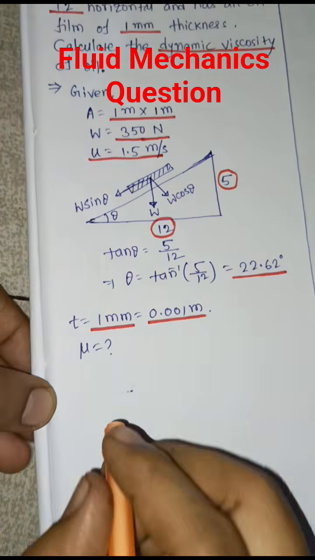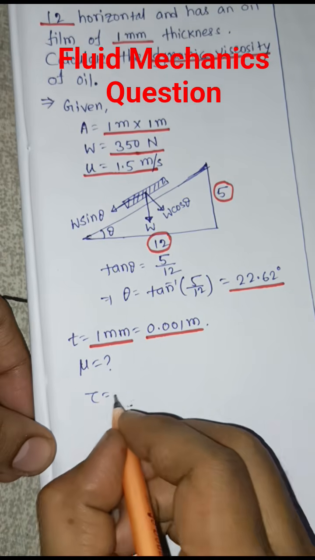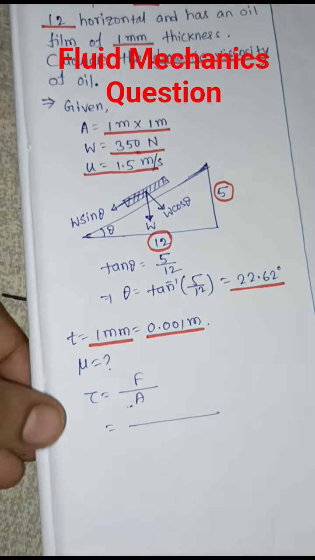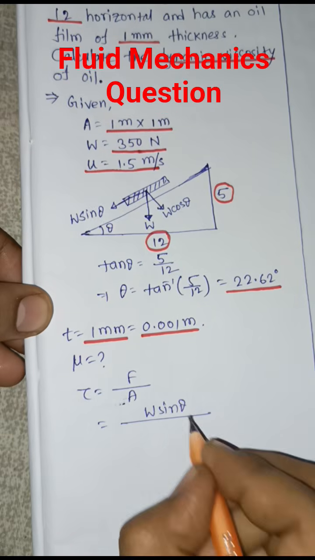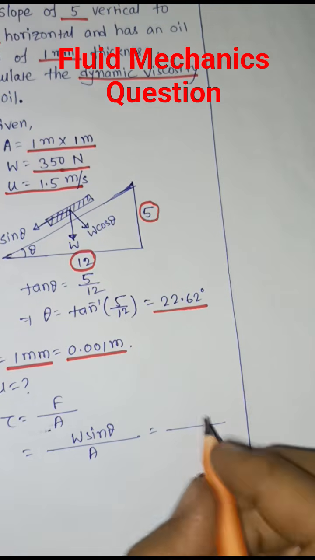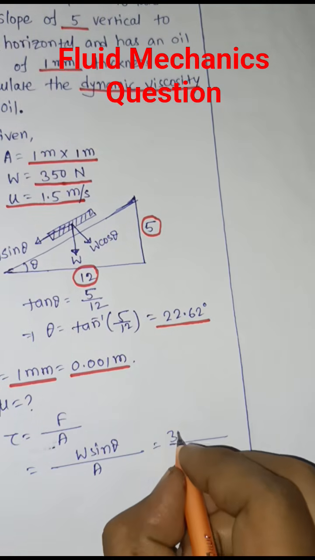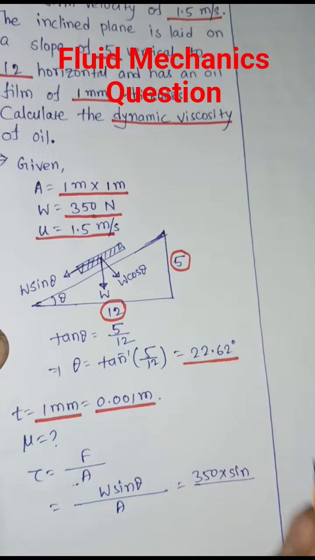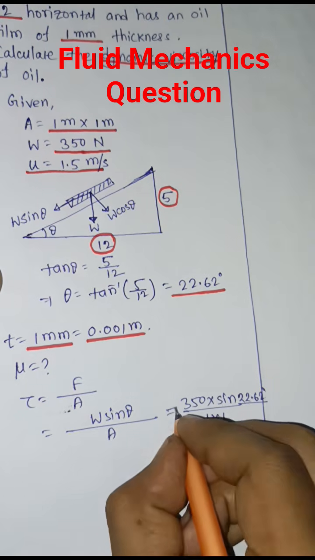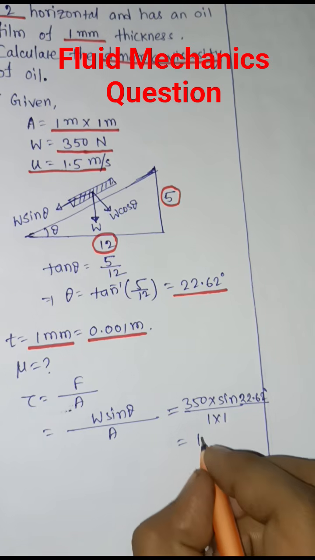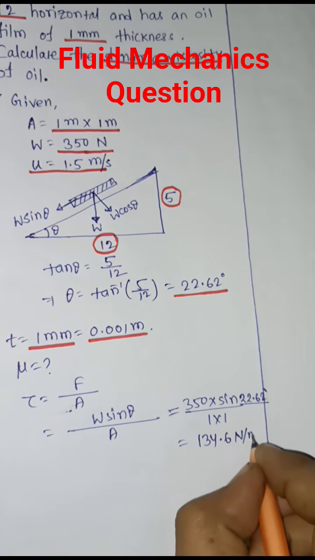If you want to calculate the shear stress, we know that tau is equal to force per unit area. Here the force in the downward direction is W sin theta. So W sin theta by area. Put the value here. W is given, that is 350 into sin theta, where theta is 22.62. And the area is 1 into 1, which is given in this question. So from here you get the shear stress, which will be 134.6 Newton per meter square.